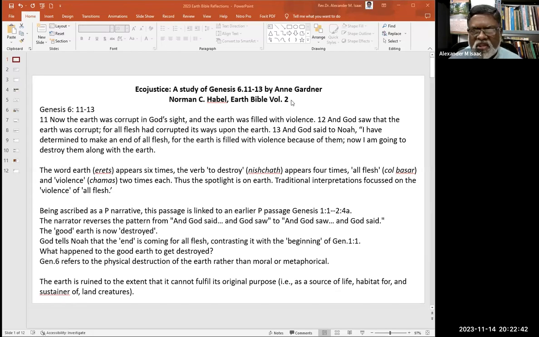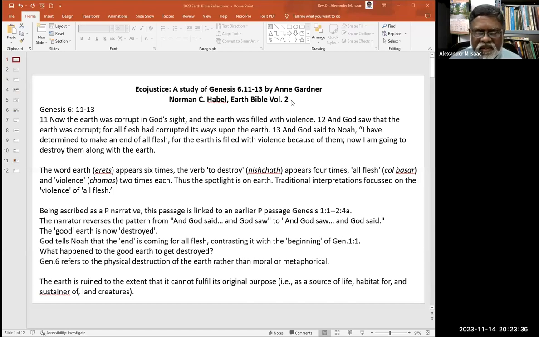I hope all of you have received the text that we are supposed to study today. And Genesis 6, 11 to 13, let me read that passage. Now the earth was corrupt in God's sight, and the earth was filled with violence. And God saw that the earth was corrupt, for all flesh had corrupted its ways upon the earth. And God said to Noah, I have determined to make an end of all flesh, for the earth is filled with violence because of them. Now I am going to destroy them along with the earth. That's the first passage that we'll be studying.